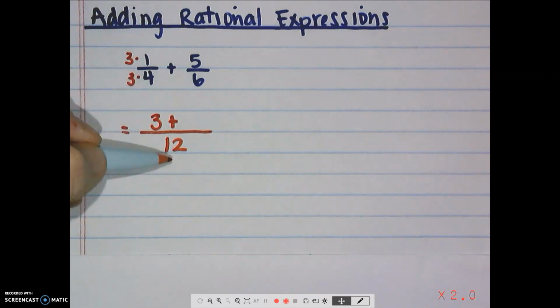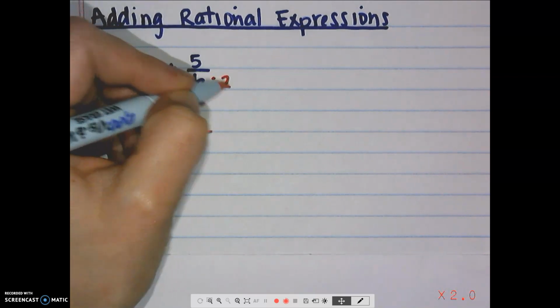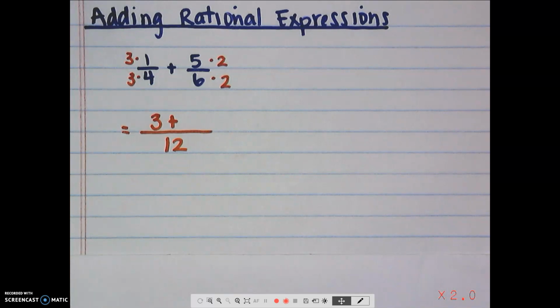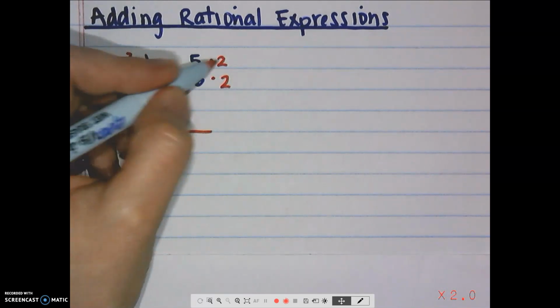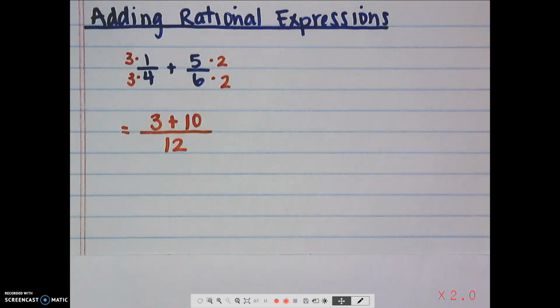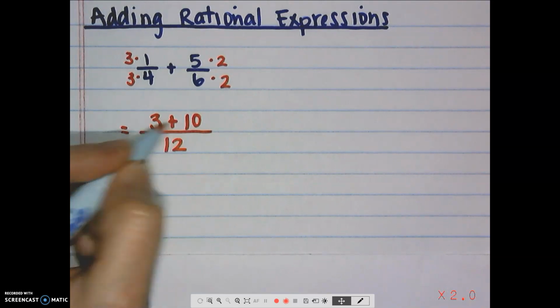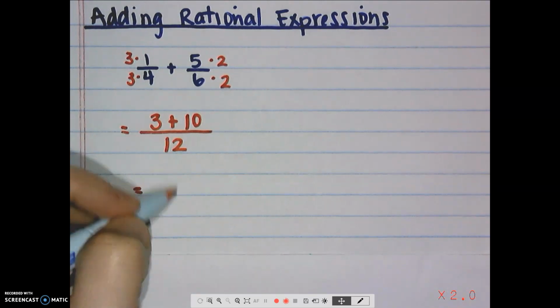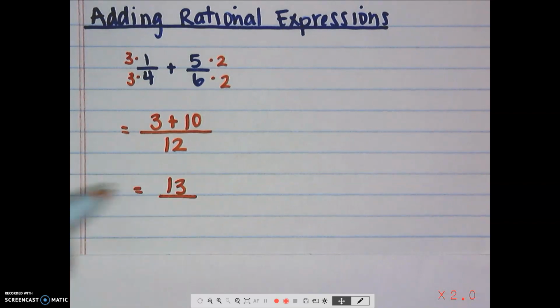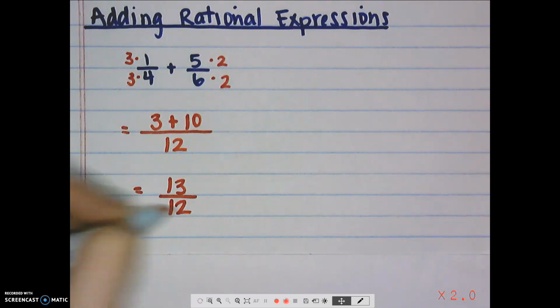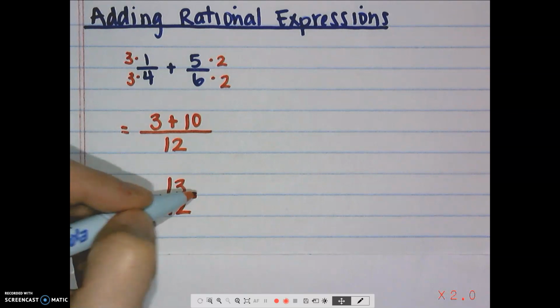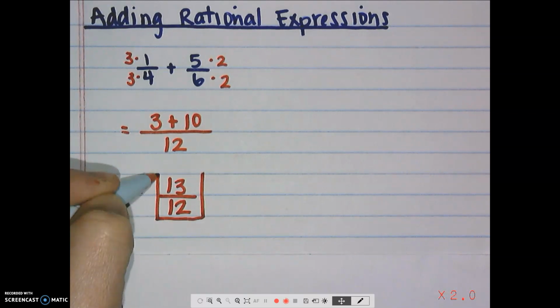To get from 6 to 12, we need to multiply this fraction by 2 over 2, because remember that's just the same thing as multiplying by 1. So that would give us 10/12. And then with this, we're going to add the numerator pieces. So 3 plus 10 is 13. And then we're going to keep that over 12. And that can't be simplified at all. So that would be our answer.